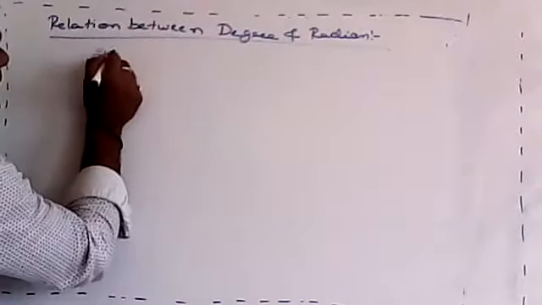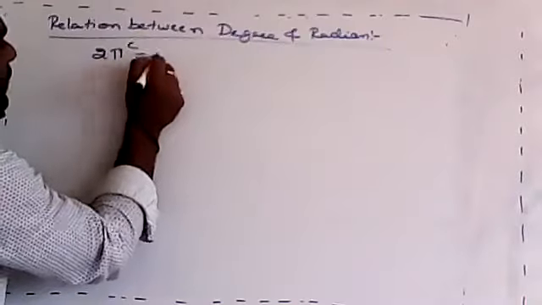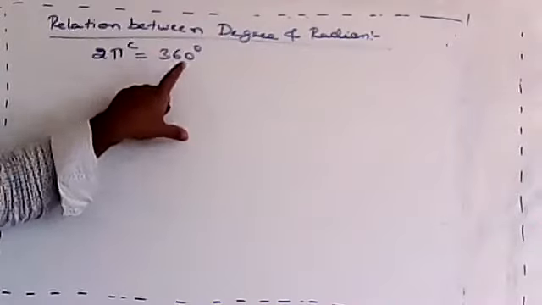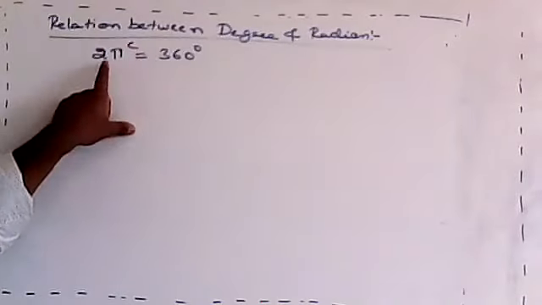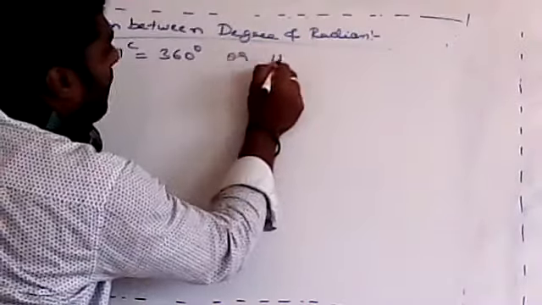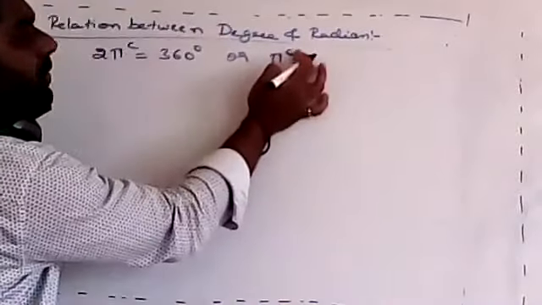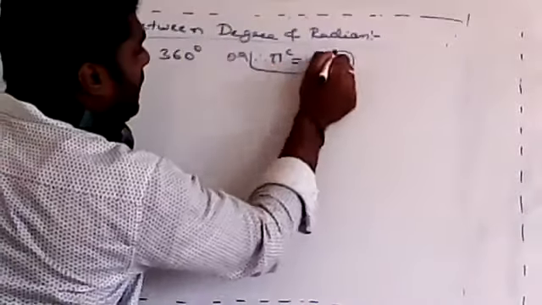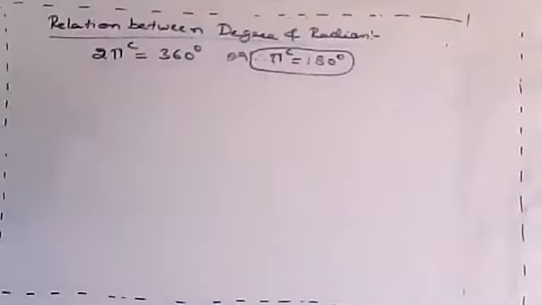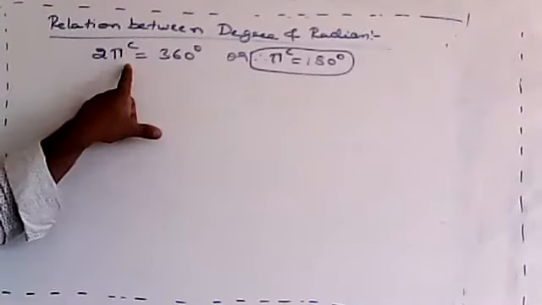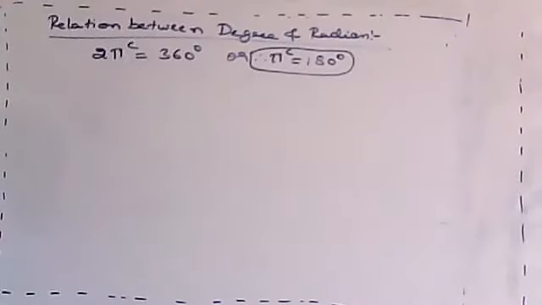So can we write this as 2 pi radian is equal to 360 degree? One complete revolution means 360 degree. When we write it in radian form, 2 pi. Therefore pi radian is equal to 360 by 2, which is 180 degree. For one complete circle, 2 pi radian is equal to 360 degree, so pi radian is equal to 180 degree.